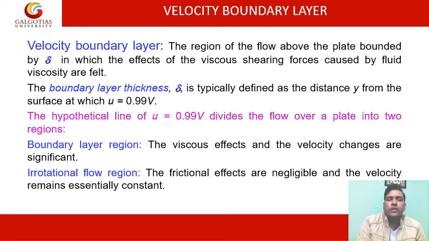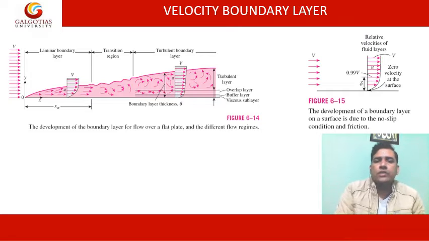Boundary layer thickness delta is typically defined as the distance y from the surface at which u equals 0.99 V. The hypothetical line of u equal to 0.99 V divides the flow over a flat plate into two regions: one is called the boundary layer, and another is called the irrotational flow region. In the boundary layer the viscous effects and velocity changes are significant, while in the irrotational flow region the frictional effects are negligible, and the velocity remains essentially constant. So this is the velocity boundary layer.